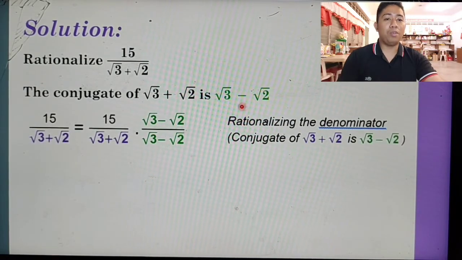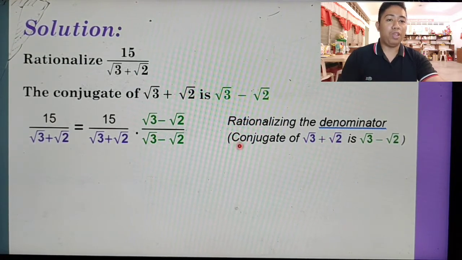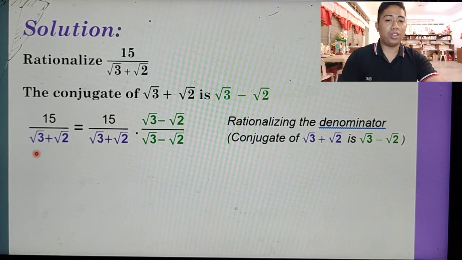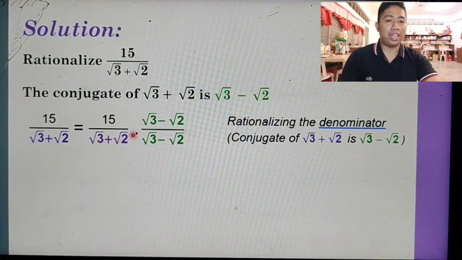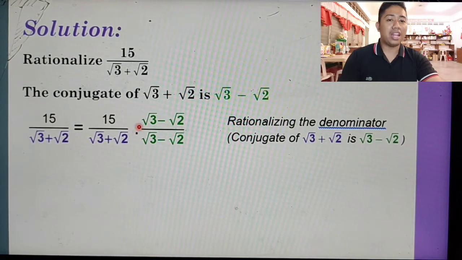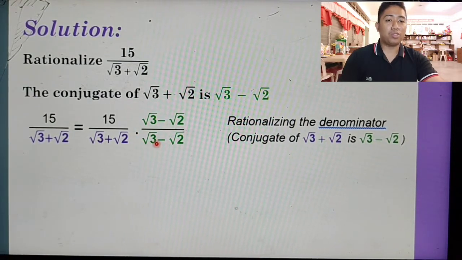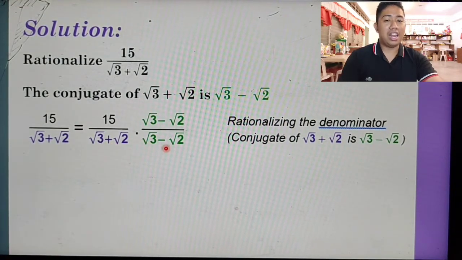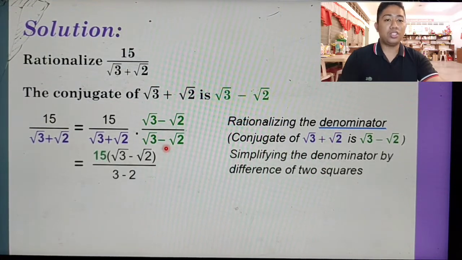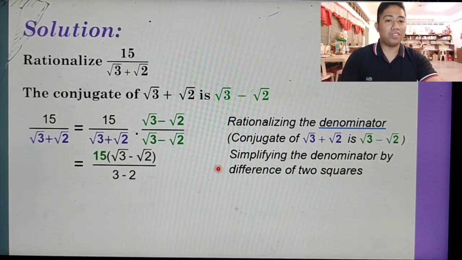Okay, and then we apply rationalization of the denominator by means of conjugates. So we all know that 15 all over square root of 3 plus square root of 2 is multiplied by its conjugate. And the numerator and the denominator are unchanged, since this is equivalent to 1. So it is multiplied by square root of 3 minus square root of 2 all over square root of 3 minus square root of 2, which is the conjugate of the denominator. The next step is to simplify the denominator by the difference of two squares.